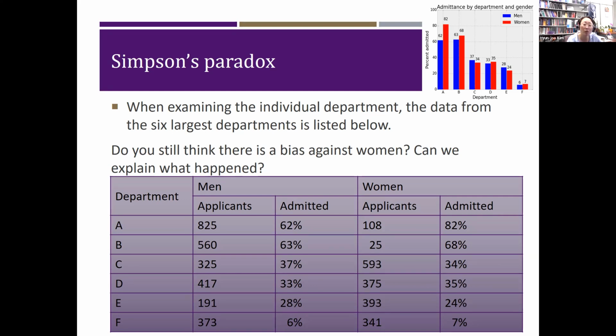So in truth, women weren't being discriminated against. It just so happened that a large proportion of them were applying to the low acceptance rate department, while a large proportion of men were applying to the high acceptance rate department. That skewed the overall results. And this is actually a very classic Simpson's paradox example.